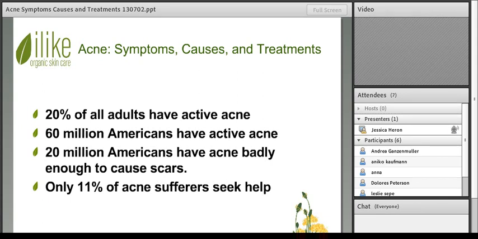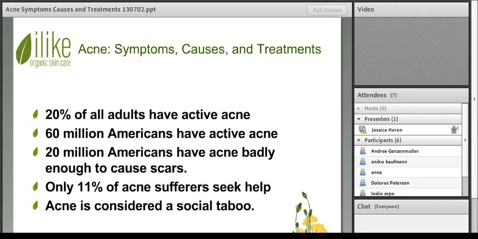Only 11% of acne sufferers actually seek help. They're often treated by family doctors, but not treated by professional specialists like estheticians and dermatologists. Acne is considered a very social taboo. Like I was saying before, it will affect people physically and emotionally and become deforming both ways, and is really difficult and stressful to deal with. And these are all statistics that I found according to the American Dermatologists Association.